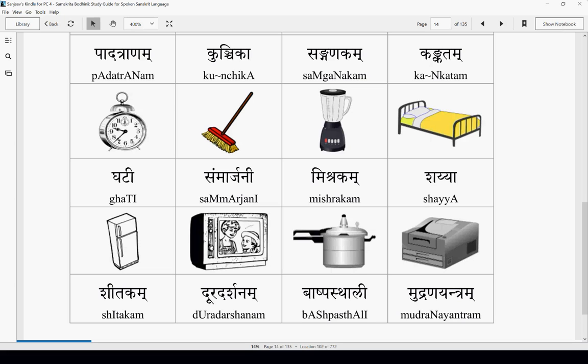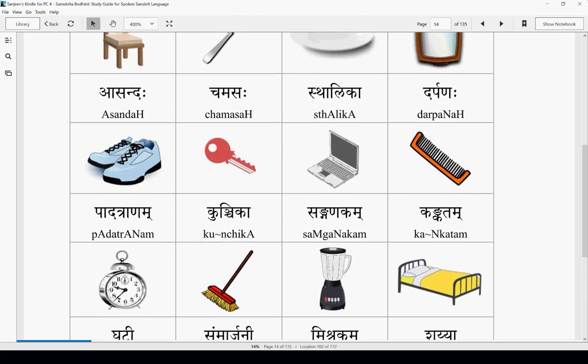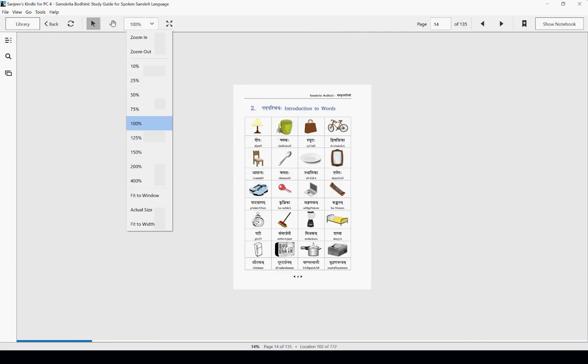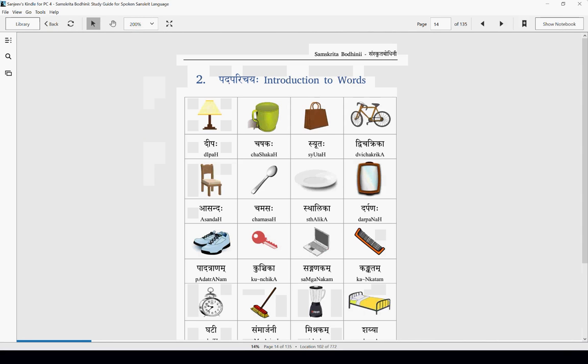Mudrana Yantram. Printer, ji? Printer. Yantram is machine, Mudrana is printing. So one machine which prints is Mudrana Yantram. So I hope all the pictures are clear on this page, right? Any question? Otherwise, you can stop here today.